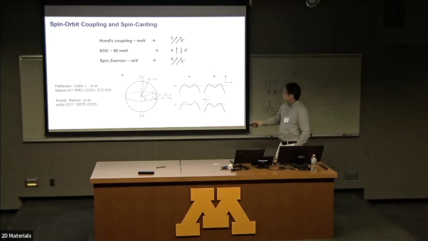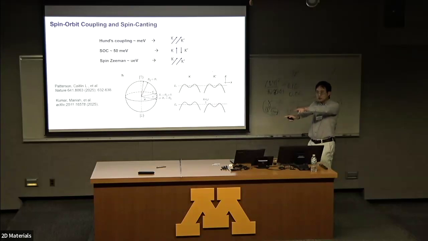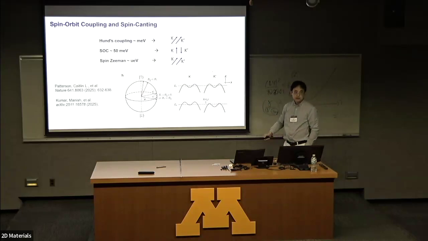As a result, you get the so-called spin canting, in such a way that without applying any magnetic field, the K and K prime valleys have their spins pretty much all aligned in the in-plane direction, but with a small canting to the out-of-plane direction to make the SOC energy happy.